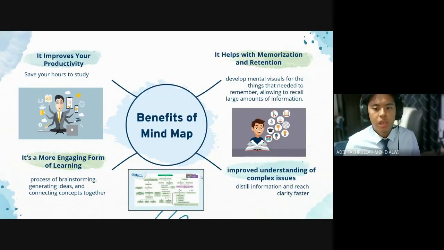Okay. We have seen the mind map used in both textbooks, which are KBSM and KSSM. Okay, what actually is the benefit of mind map? First, mind map can boost your productivity, which can save you hours of study. You don't need to read all the content in the textbook when you are studying. Maybe you can use the mind map and choose which content or terms you are lacking in. So it can save our time, right?